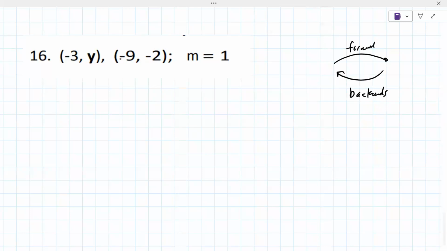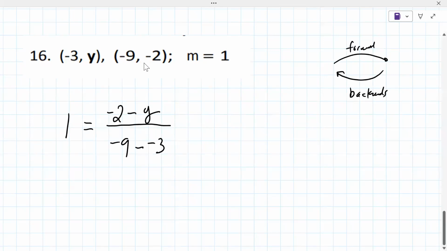They're telling you the slope. They're saying the slope is 1. And this time it's -2 minus y on top, and then on the bottom here, it's -9 minus a -3. So normally they give you y and you have to find m. But this time they're giving you the slope to find y. Does that make sense as to why it's a backwards problem versus a forward problem? Mhm.